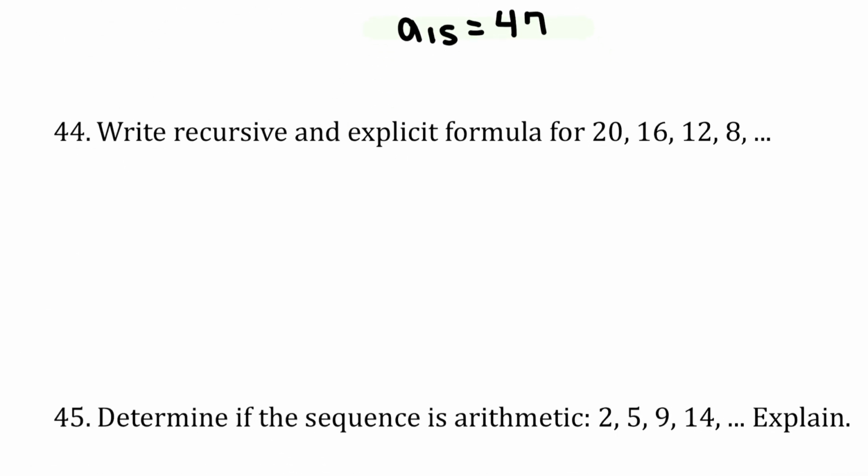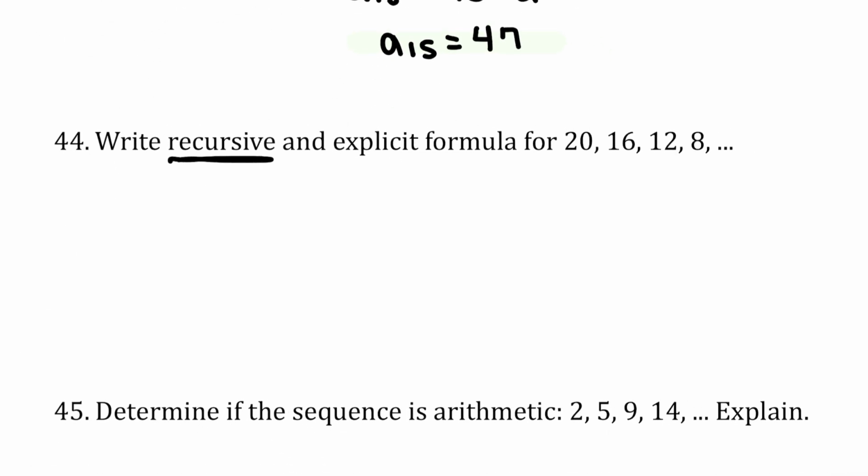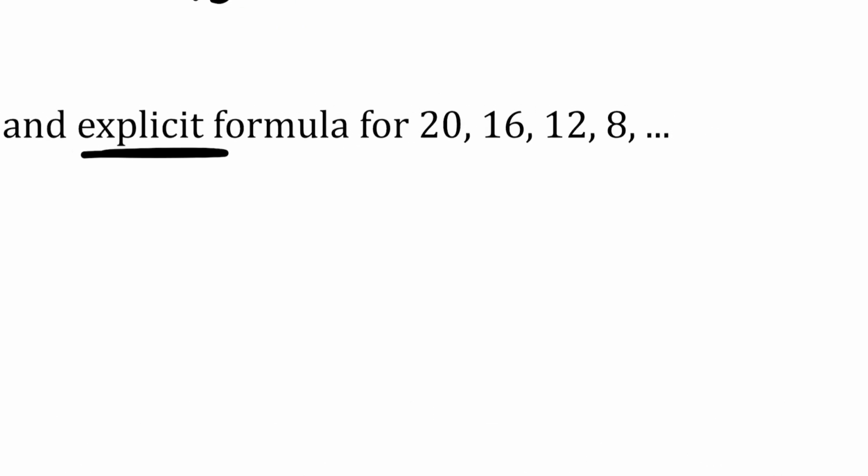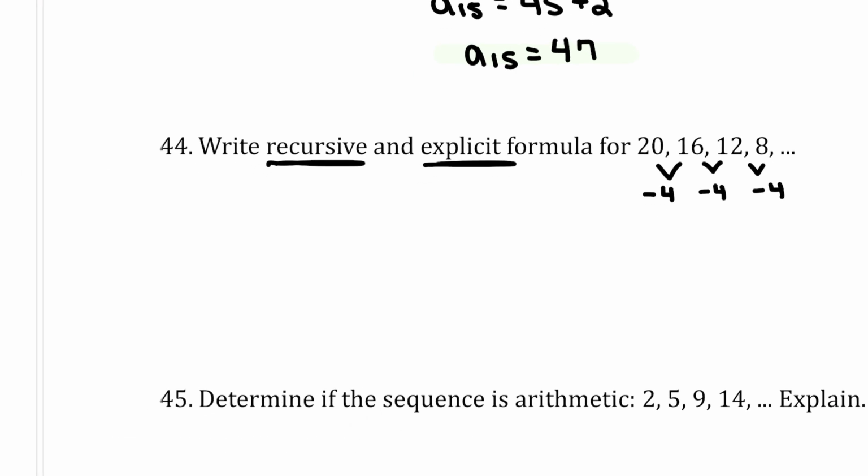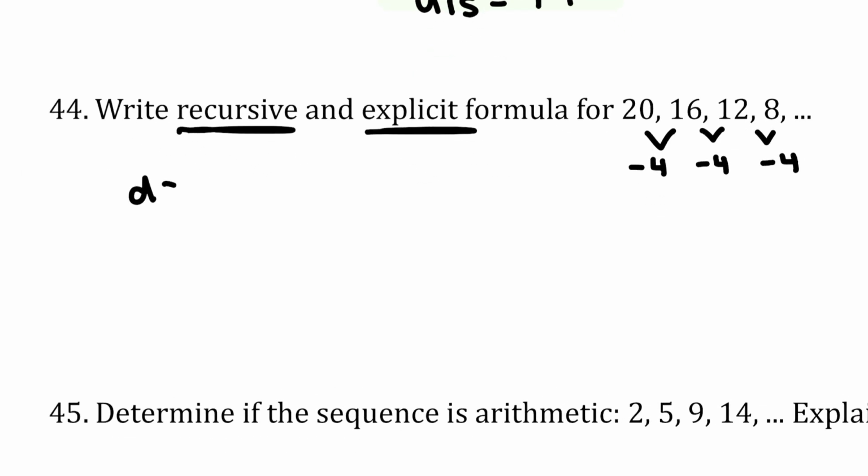Now 44 is asking us to write both recursive and explicit formulas for the sequence. So our first step, as always, is to find our common difference. So 20 to 16, that's a minus 4. 16 to 12, that's minus 4. 12 to 8 is minus 4. So our common difference is negative 4. And then our a_1 is 20.